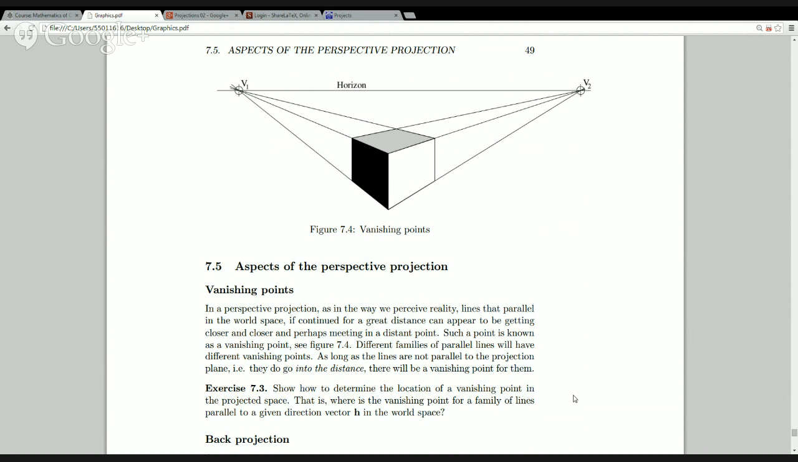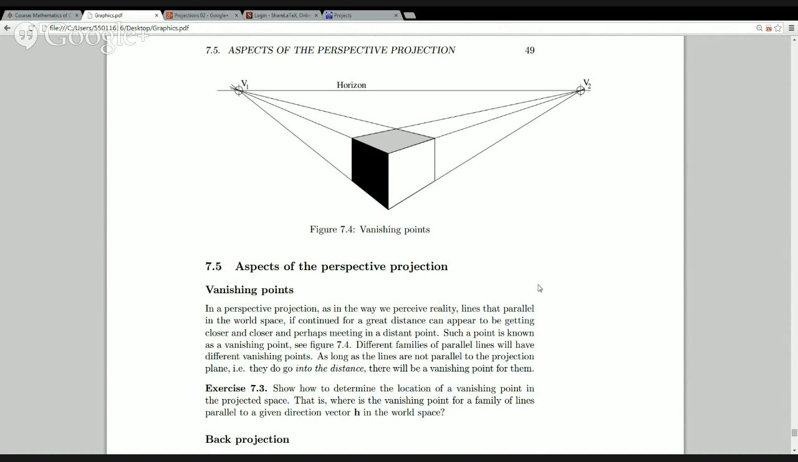These are called vanishing points, and they arise when you have parallel lines in the real world space. When they're projected onto the projection plane, these lines are no longer parallel, and if they were continued long enough, they would appear to meet at a point. This point is called a vanishing point.